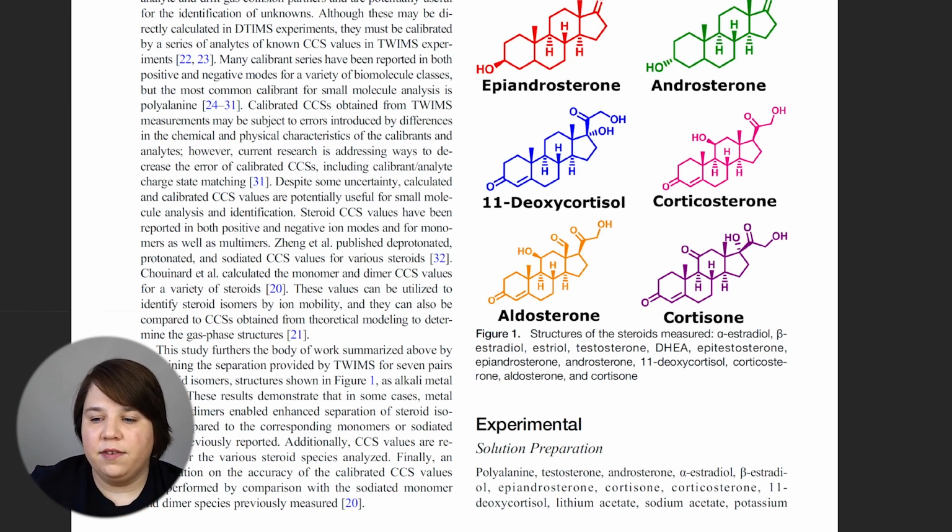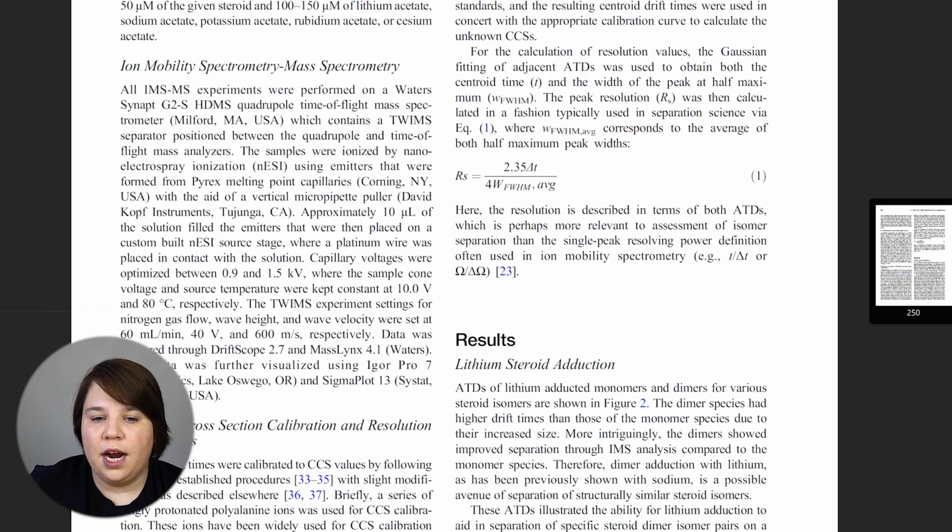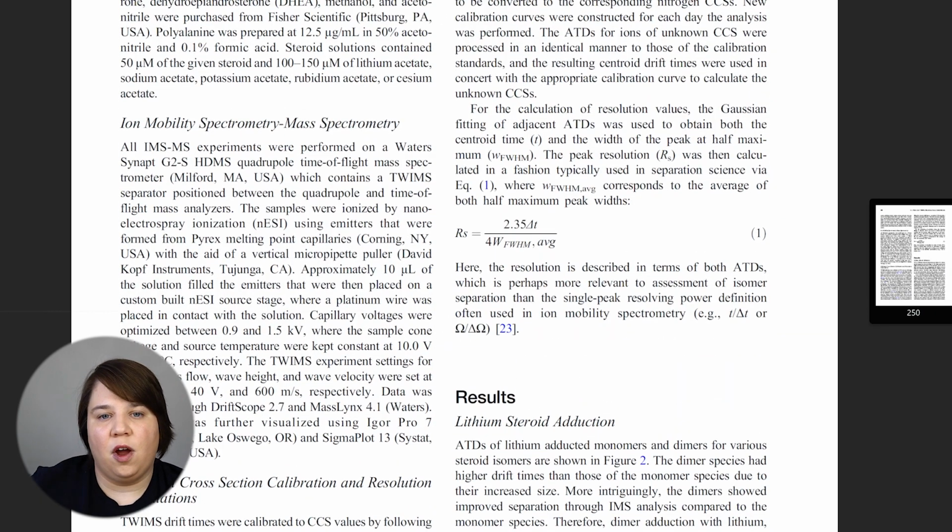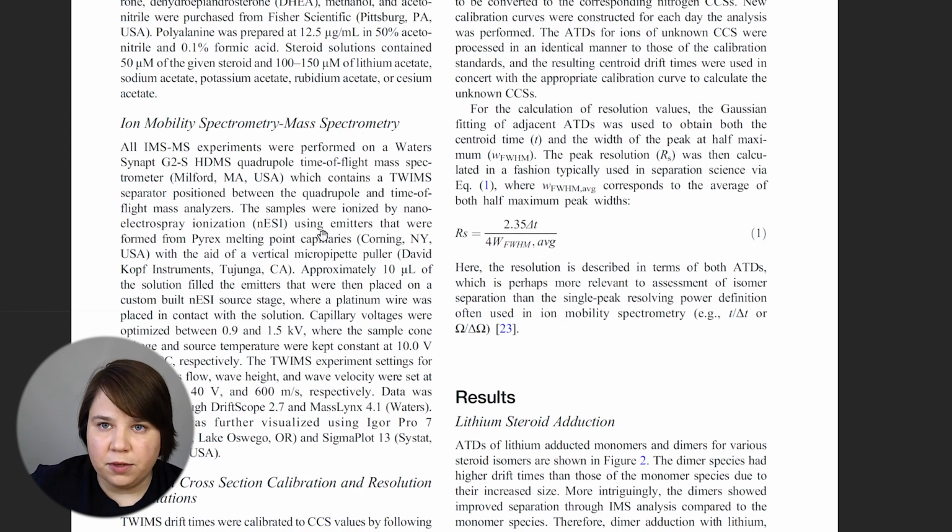So the first section I have is my solution preparation, where I talk about where I got my materials from and how I made the solutions. Then I have my ion mobility and mass spectrometry section. So in this case, I'm talking about the actual instruments that I used and their capabilities and the procedure we used to use them.